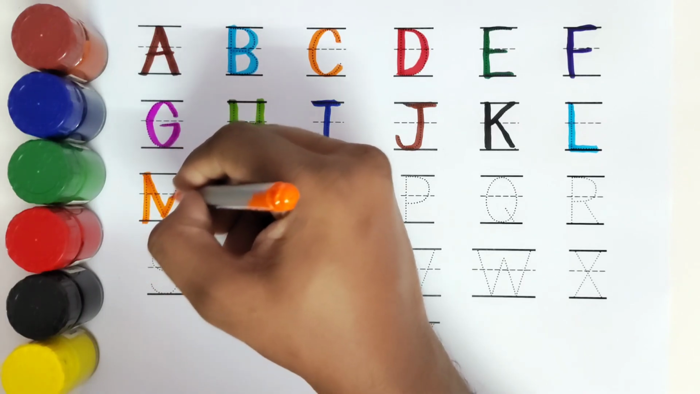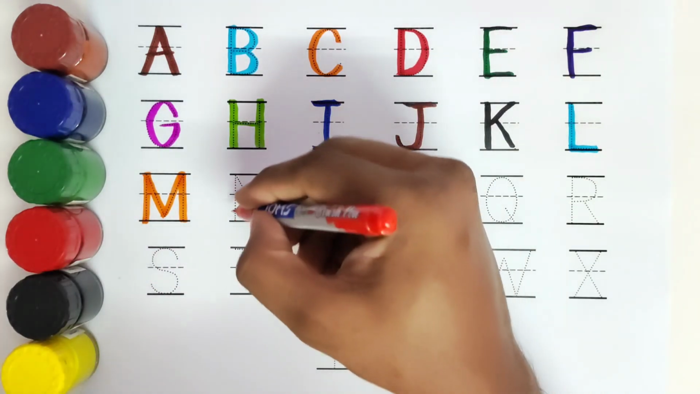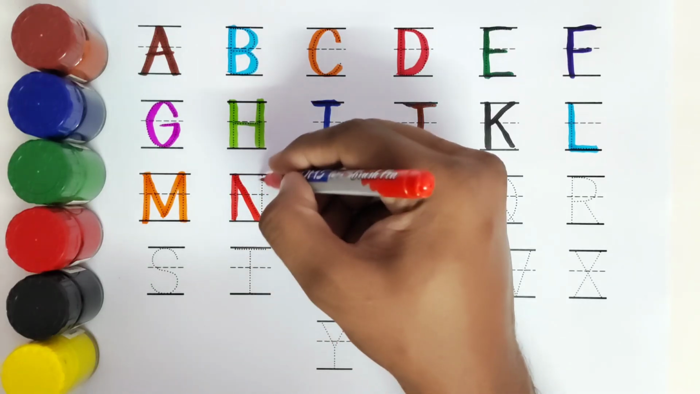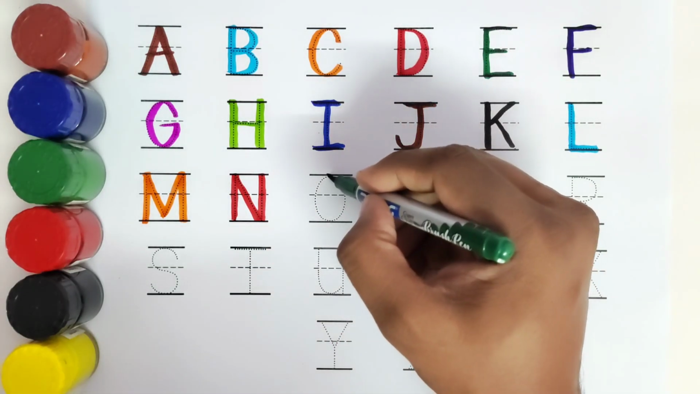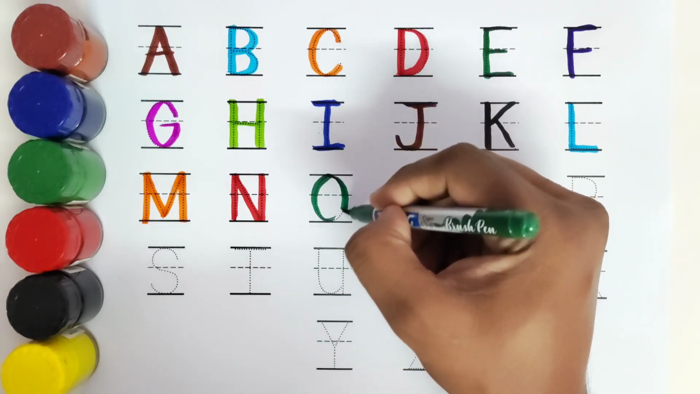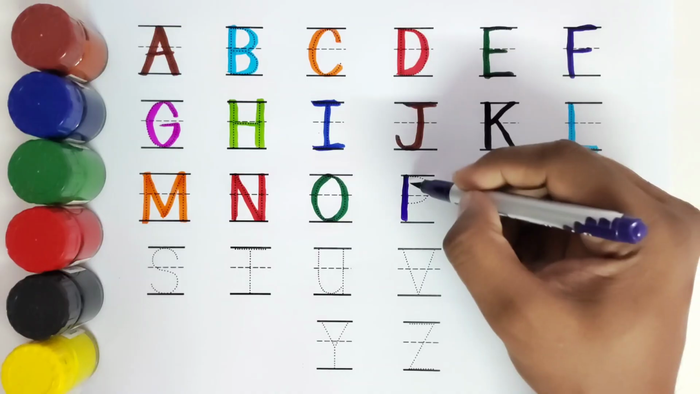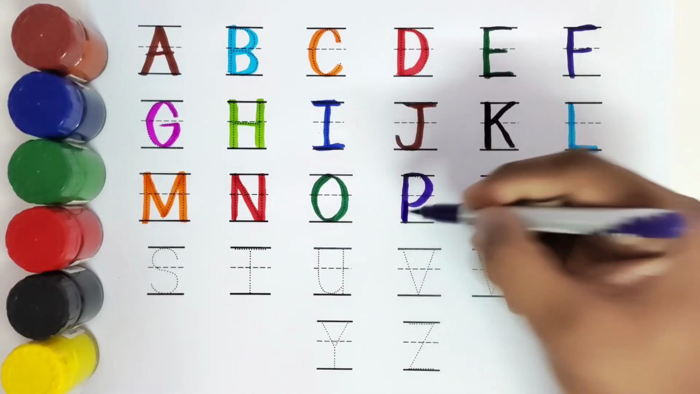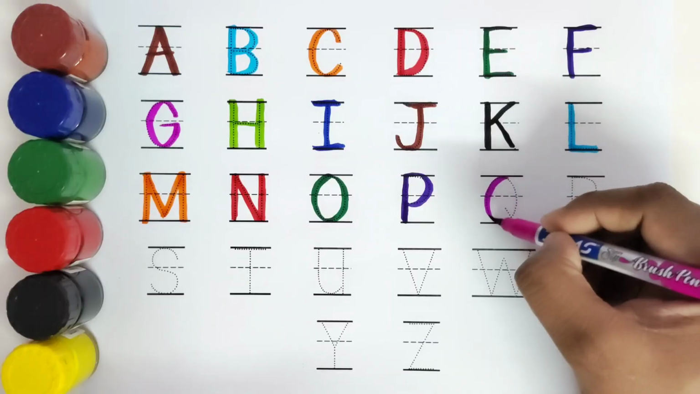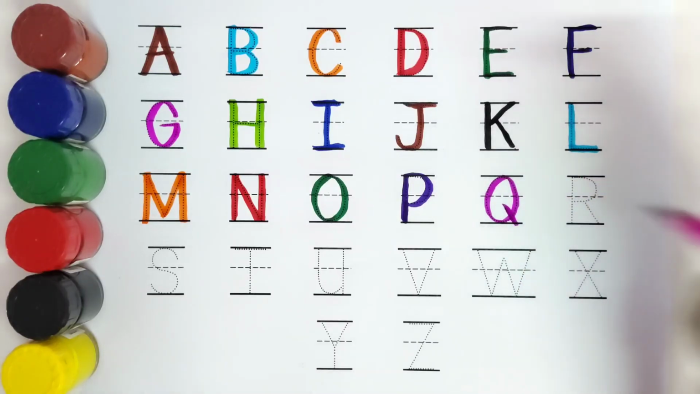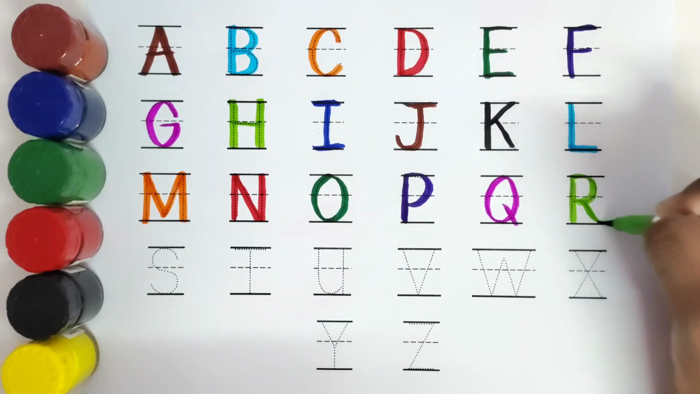M for monkey. N for nest. O for owl. P for parrot. Q for queen. R for rabbit.